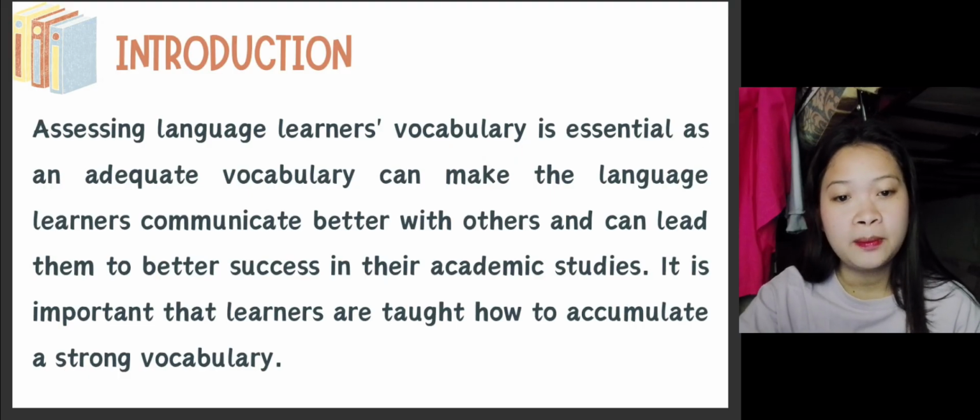Besides, the type of vocabulary test to use is dependent on the purpose of the information gathered.